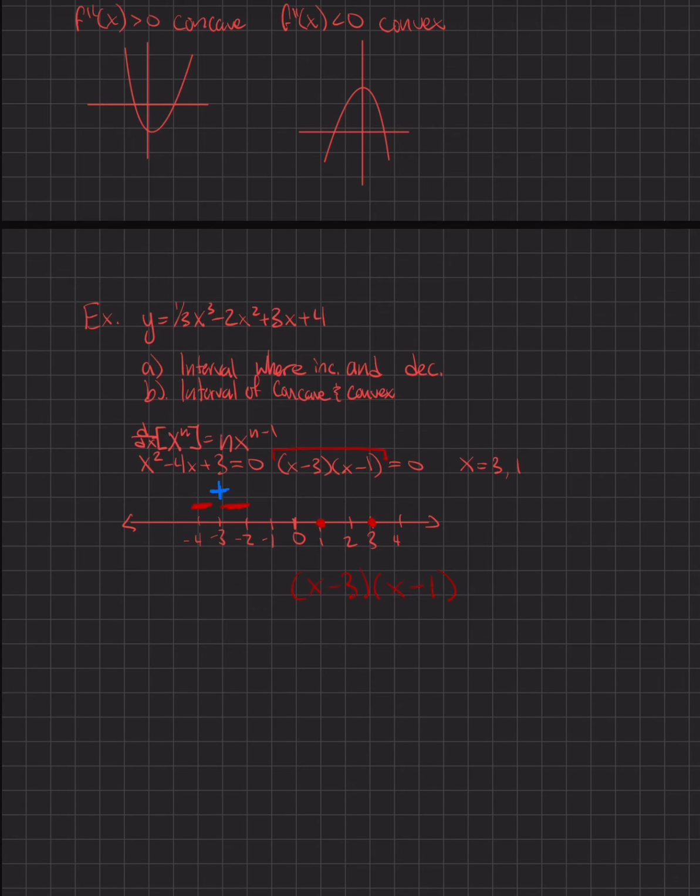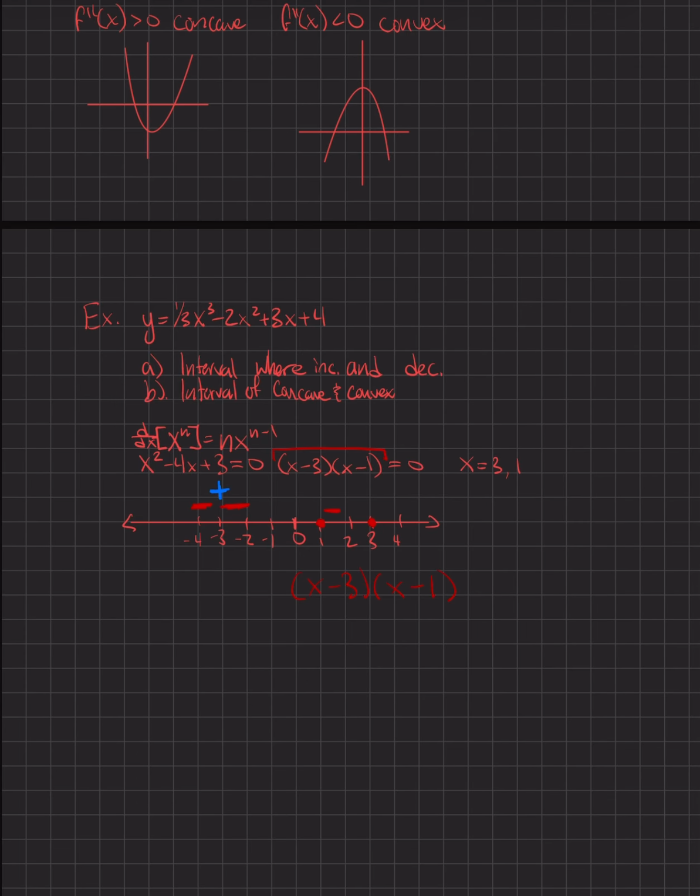Now, if we go over to the next part, let's say a value in between 1 and 3, right? Let's say we grab 2. If we grab 2, then our first one, 2 minus 3, that's going to be negative.